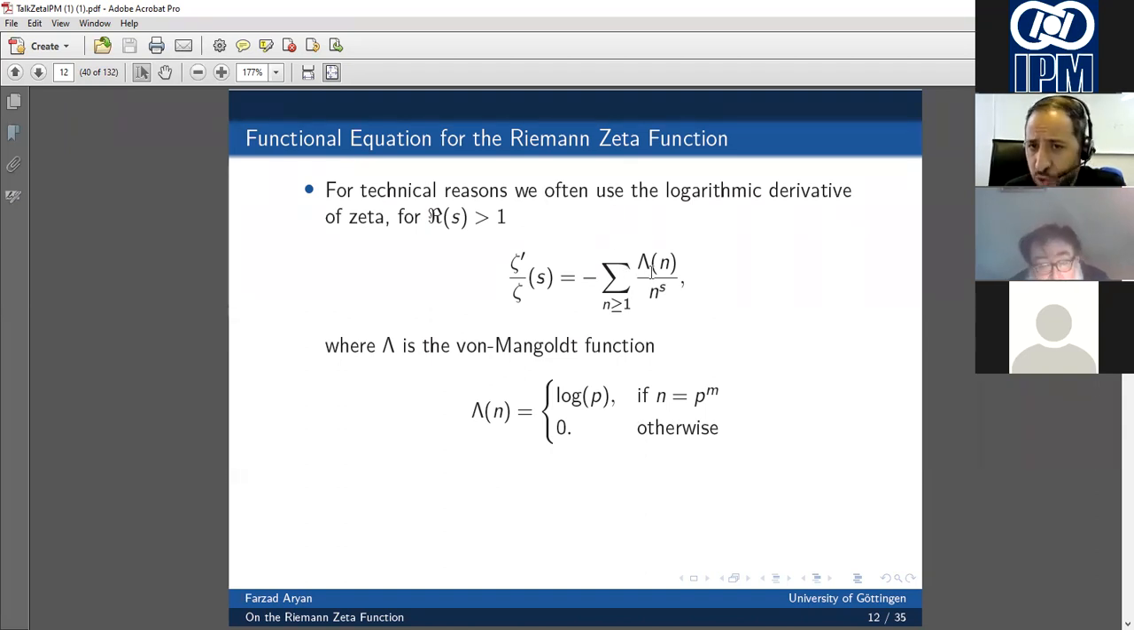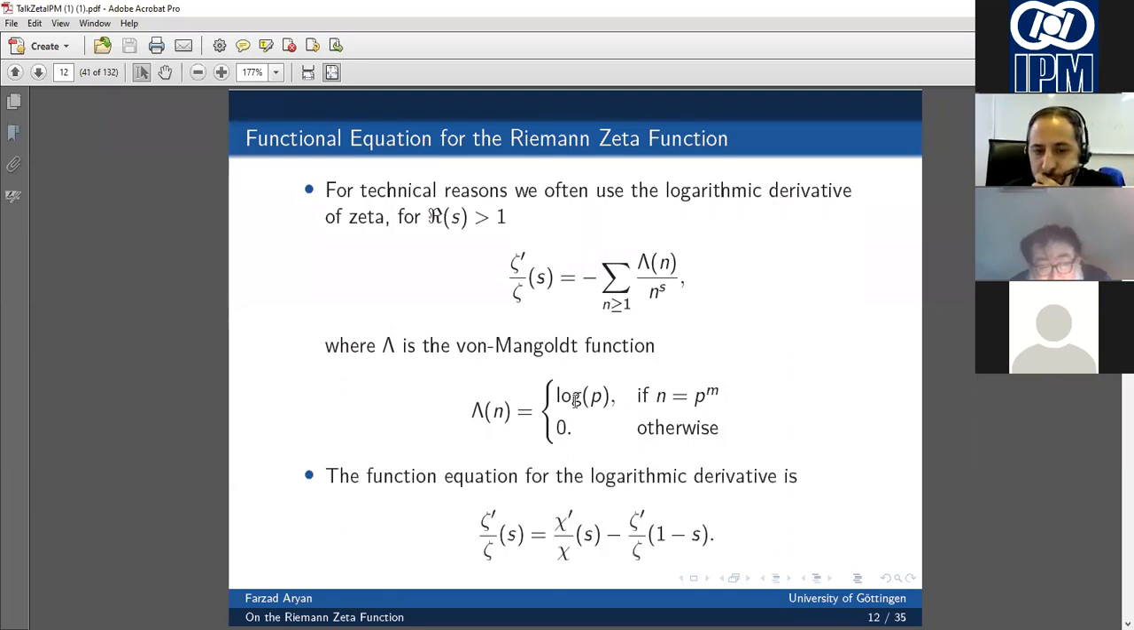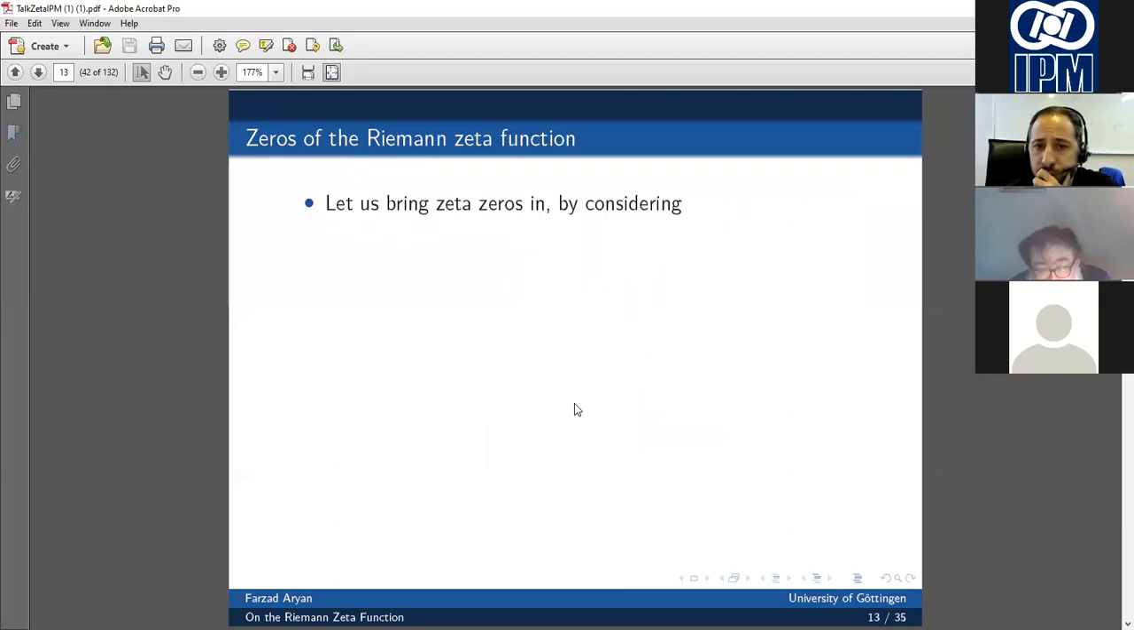It's basically supported on primes. Lambda of n is equal to log p when you hit a prime or prime power. It's like a weighted indicator function of primes. So the functional equation also translates here to the logarithmic derivative in this way.